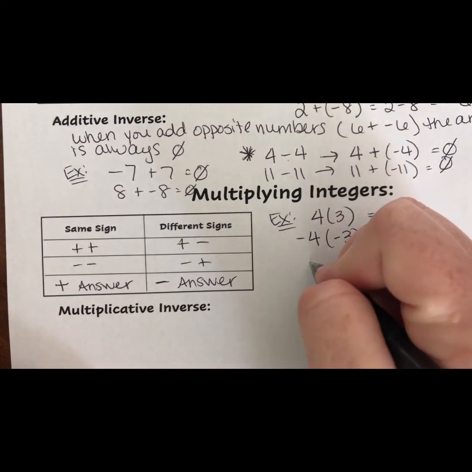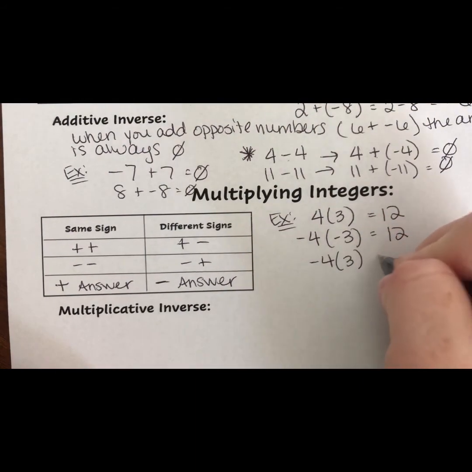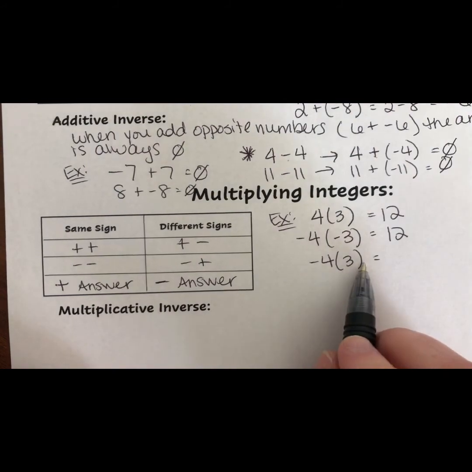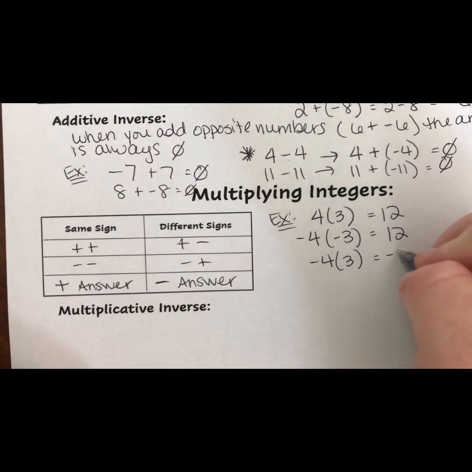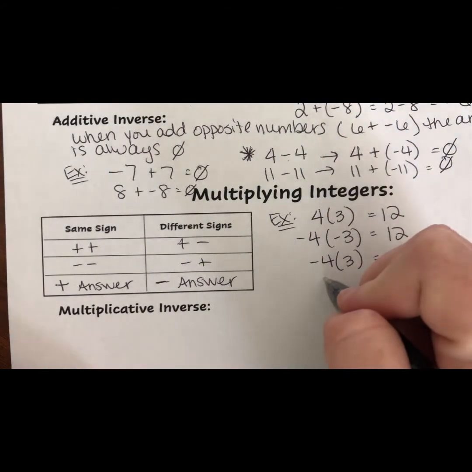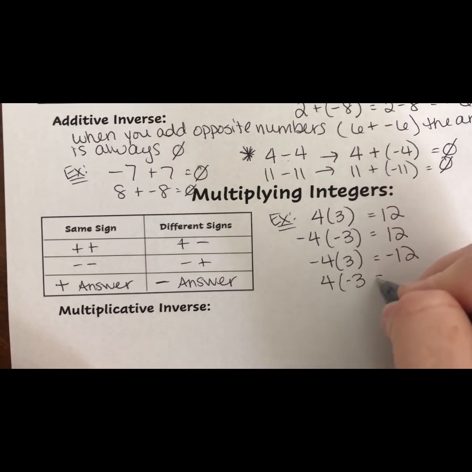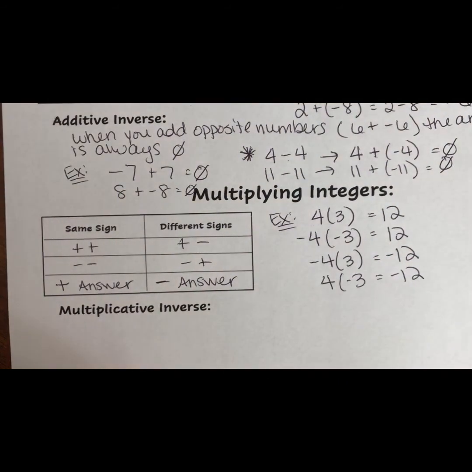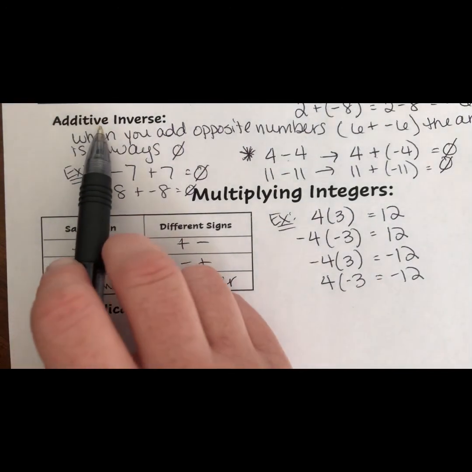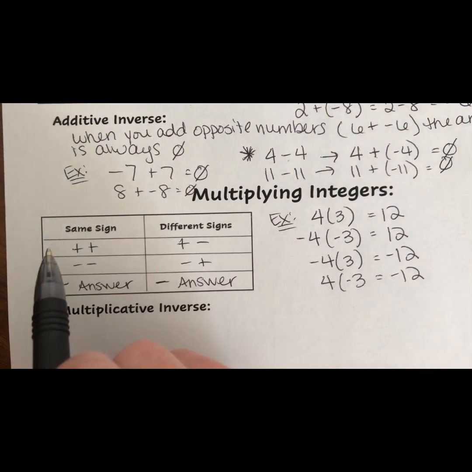If I multiplied negative 4 times negative 3, they both have the same sign, so my answer is positive. If I multiplied negative 4 times positive 3, they have opposite signs. One's negative, one's positive. So my answer is negative. And same if I did 4 times negative 3. Okay, so that's what the rule is saying. And we did additive inverse. That's when we add numbers with opposite signs.